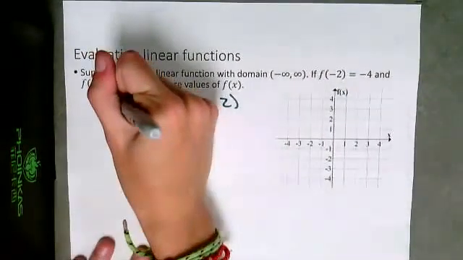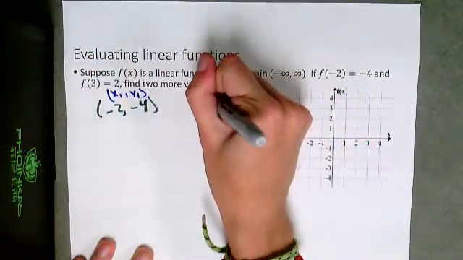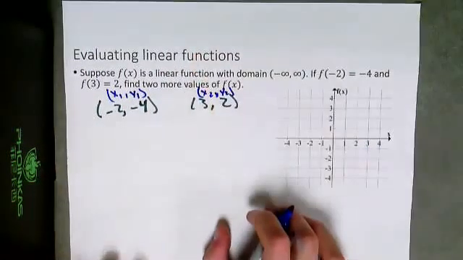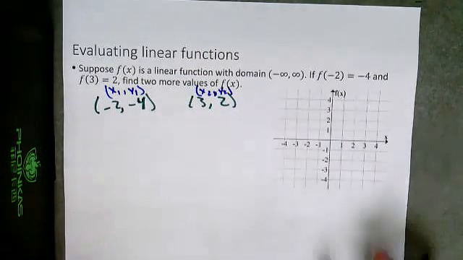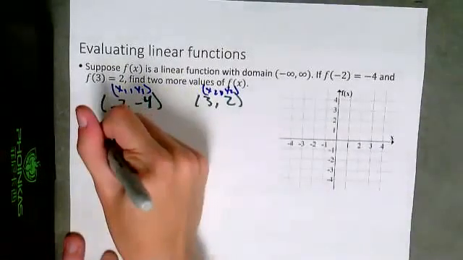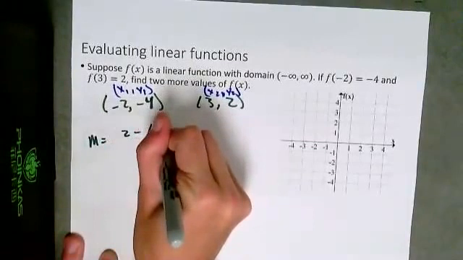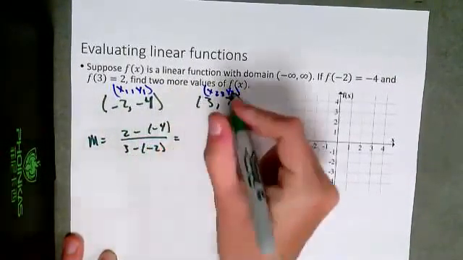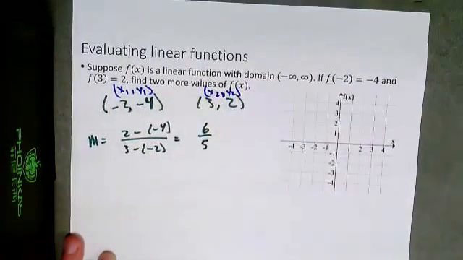So let's label this point x1, y1, and this point x2, y2. It doesn't matter which one you choose. Let's just pick it that way. All right, so what's the slope between these 2 points? Well, m is equal to 2 minus negative 4 over 3 minus negative 2. This is going to be turning into plus on both of these, so we get 6 over 5.